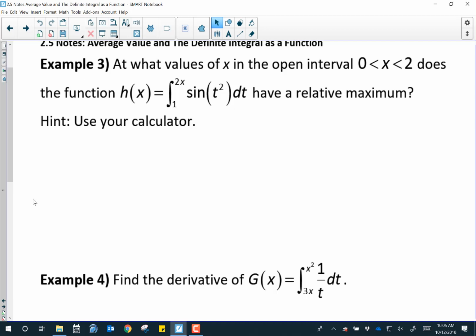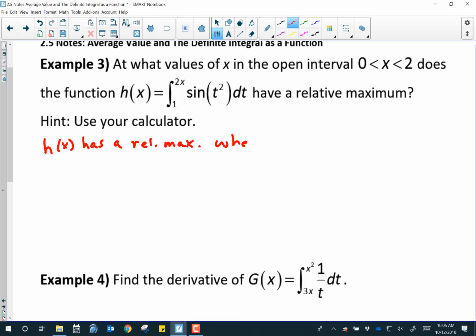It does say use your calculator, so you do need to get your calculators out while we do this. To have a relative maximum, remember I like to justify first because that tells you what you're looking for. So h of x has a relative max when h prime of x changes from positive to negative. This is the number line analysis.